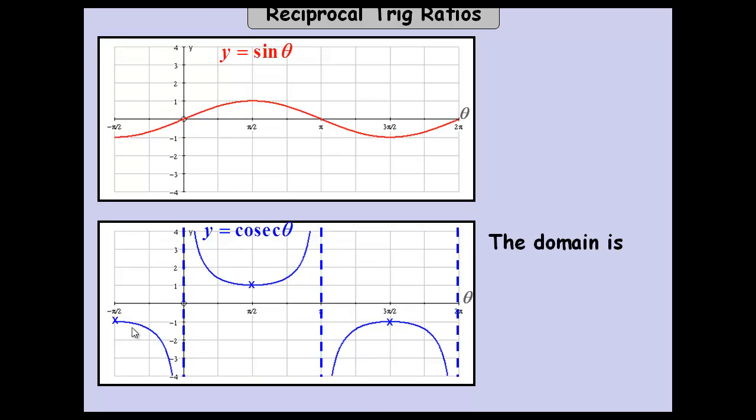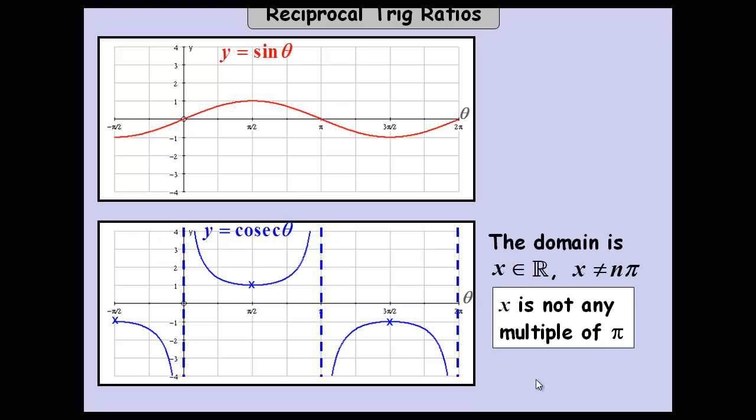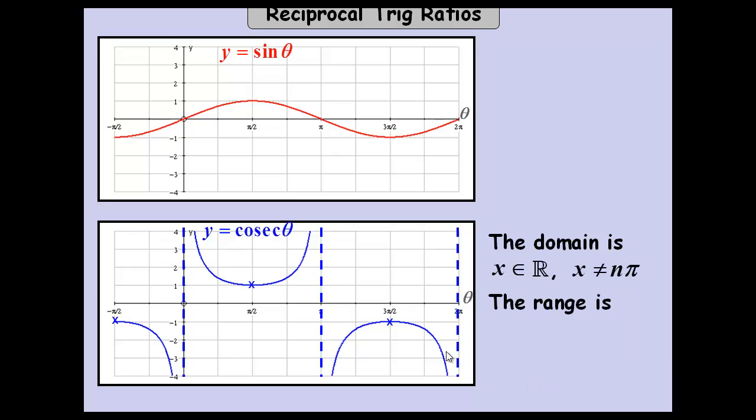So what's the domain? Well, what x values can we have? What x values can't we have? Well, we can have more or less all the real x values, but no multiples of pi. So x can't equal n times pi. The range, well, it includes the point 1 and the point minus 1, but nothing in between them, doesn't it? So y is less than or equal to minus 1, or greater than or equal to 1.